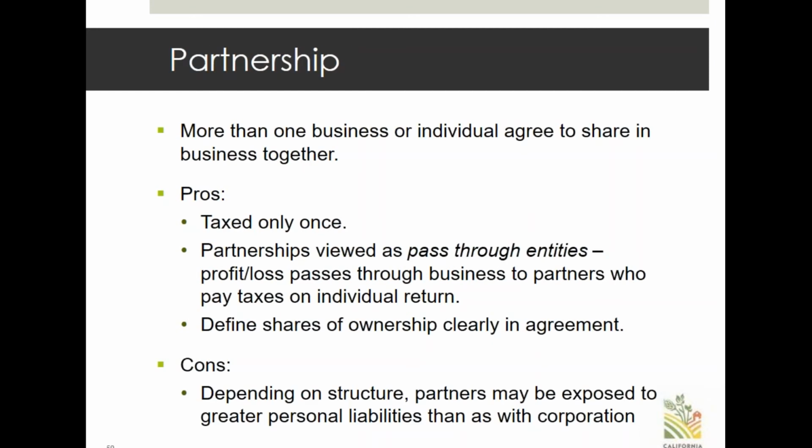Partnership, if you have more than one individual, and certainly a number of farmers out there I know do go into business together to start farms. The advantage of a partnership is you only get taxed once, meaning it's a pass-through entity, which is true of a couple of different legal structures, which basically means that the business itself doesn't get taxed. It's just the partners that get taxed on their personal income tax returns.